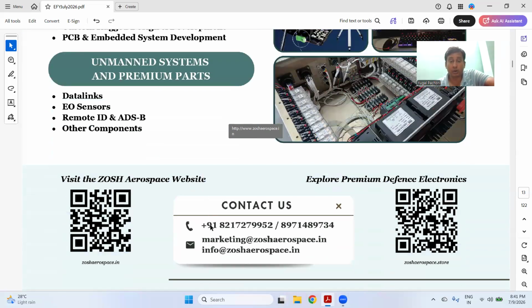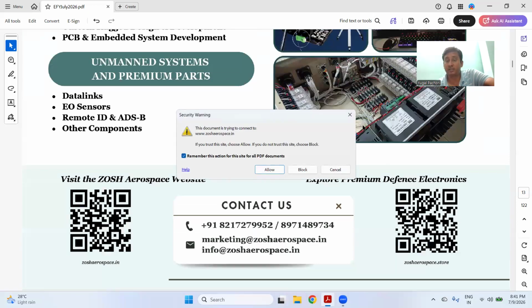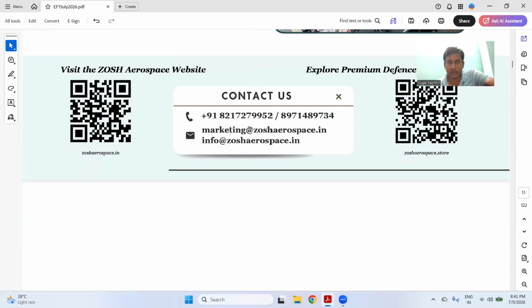The contact numbers are also available. You can take a screenshot of this and have the contact number. The marketing email ID is there, the info email ID is there. You have the barcode as well. So if you want to be a part of avionics or aerospace or the defense, then you can contact this particular company.